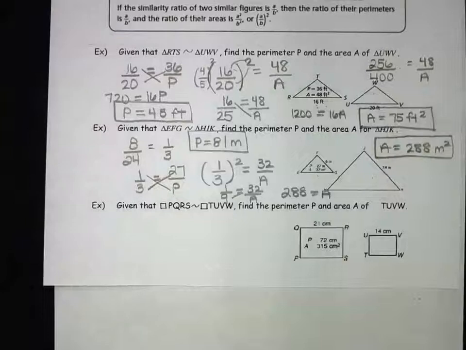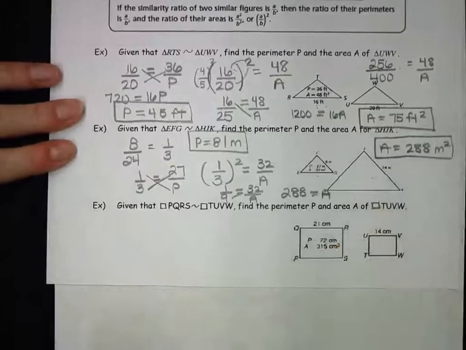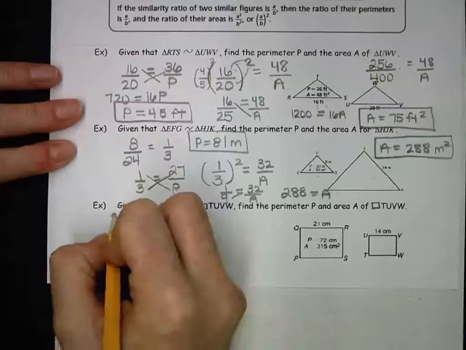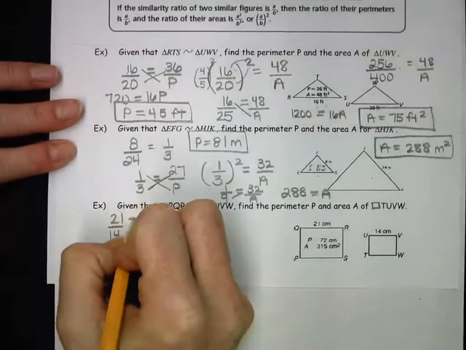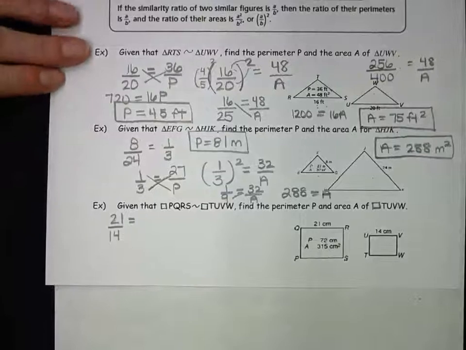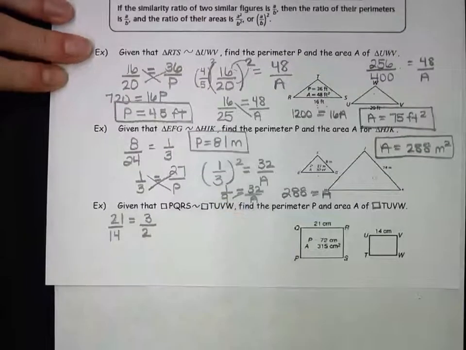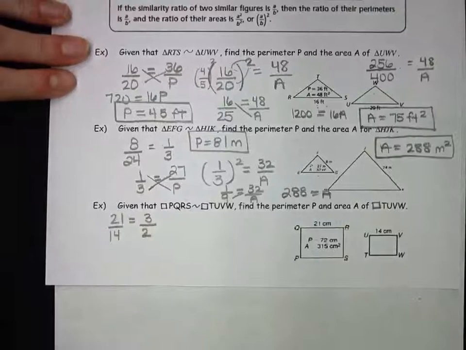In our last example, we have two rectangles. We are going to try and find the perimeter and area of the second rectangle. So this time the first thing we're going to do is set up our proportion, 21 over 14. The first thing I think we would want to do is reduce that. 7 goes into 21 3 times, goes into 14 twice. So our similarity ratio will be 3 over 2.